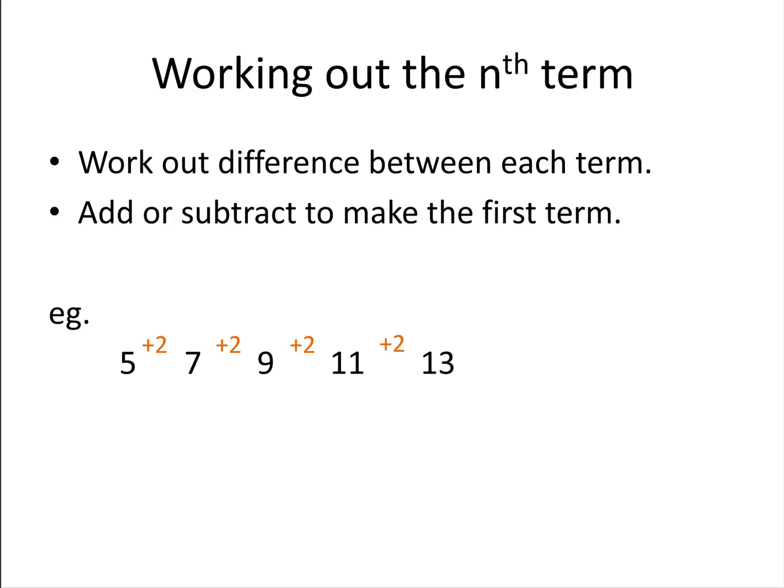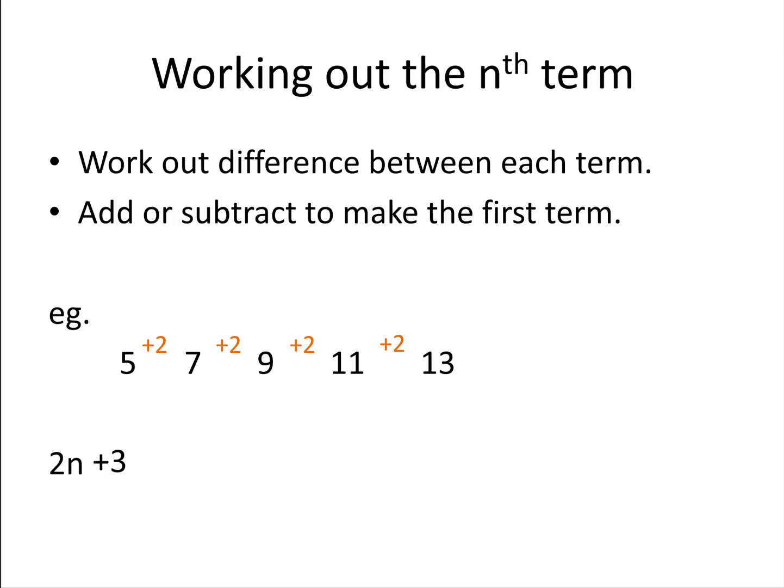So whatever you're repeatedly adding, that becomes your multiplier, because you're multiplying it the same number of times as the number of terms there are. So in this case, my multiplier is 2, and so I have 2 times n. Then I look at my first term, which is 5, and I put that into my 2 times n. So n equals 1 for my first term. 2 times 1 equals 2. How do I go from 2 to 5? I add 3. So my equation is 2n plus 3.